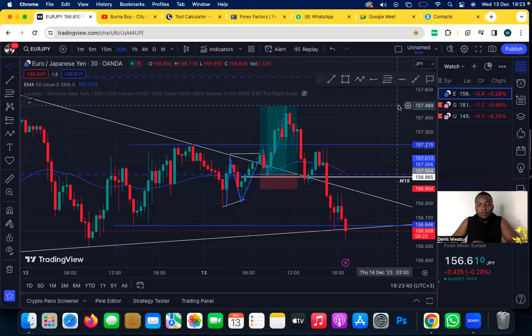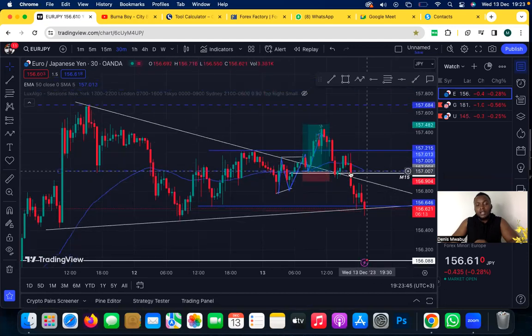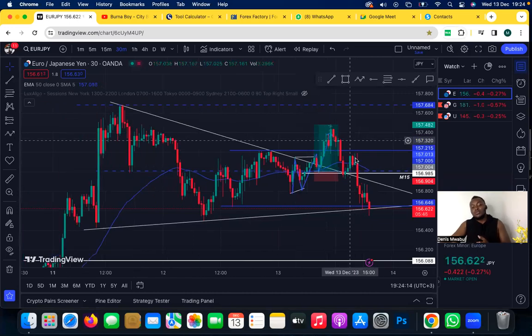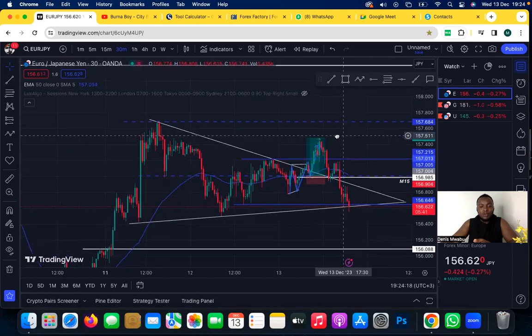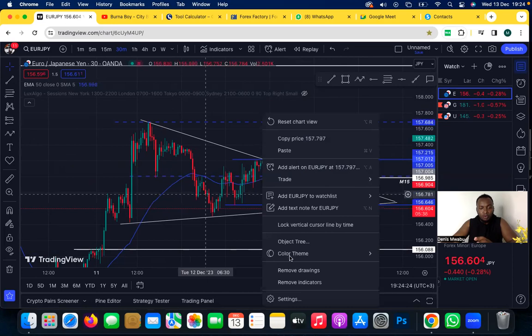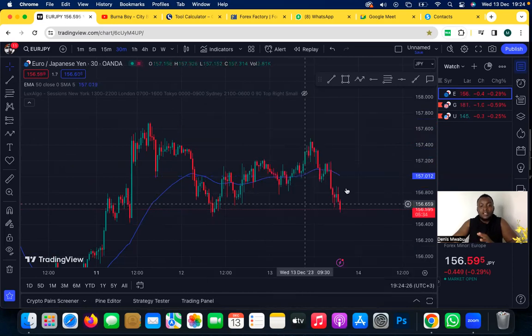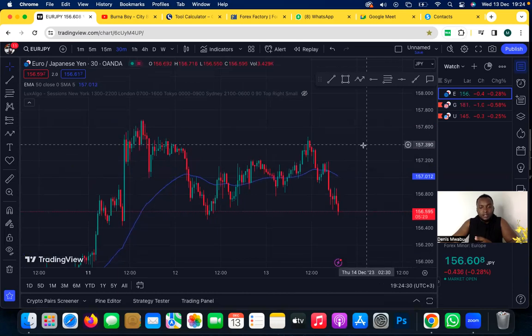So the first angle was I wanted to actually understand where is price going. And if you can take a look at this, I am looking at what I usually call triangle breaks. So with triangle breaks, what you want to look at is something very simple. As you can see, I'm just going to remove all the drawings here so that I can really show you how exactly we're able to take this trade.